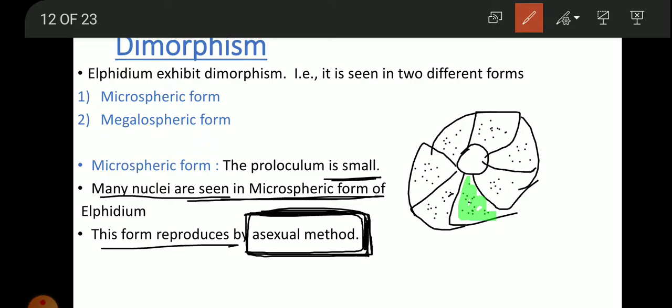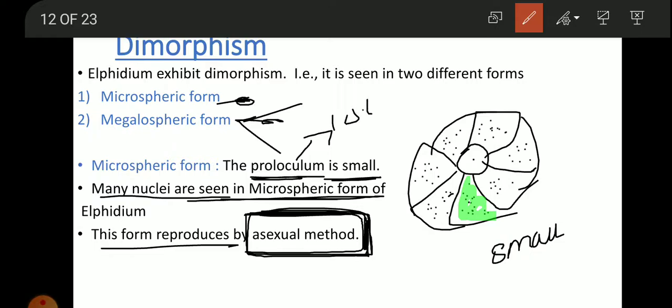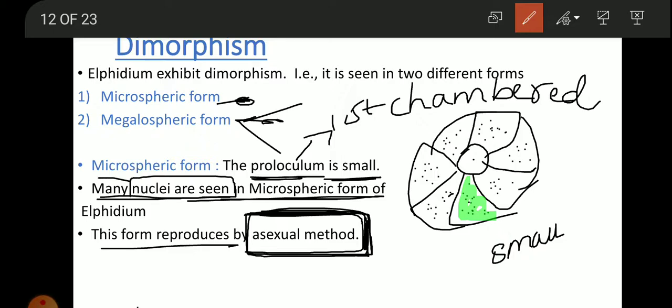So first remember that Elphidium exhibits two different forms. The first one is the microspheric form and the second one is the megalospheric form. The microspheric form has a small first formed chamber, called the proloculum. Proloculum means first chamber. The first chamber will be small, and inside the cytoplasm we see many nuclei.